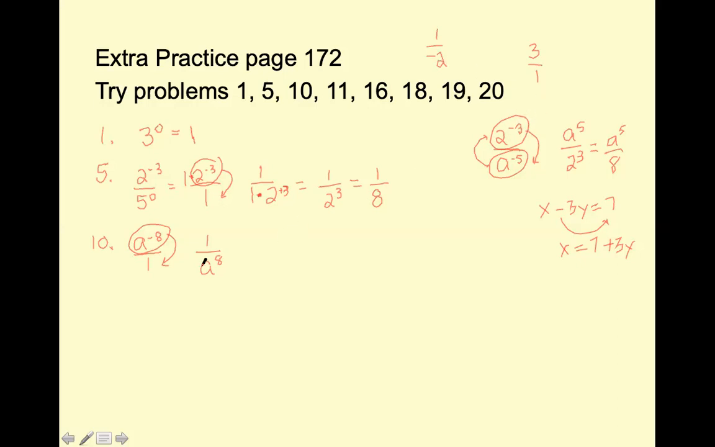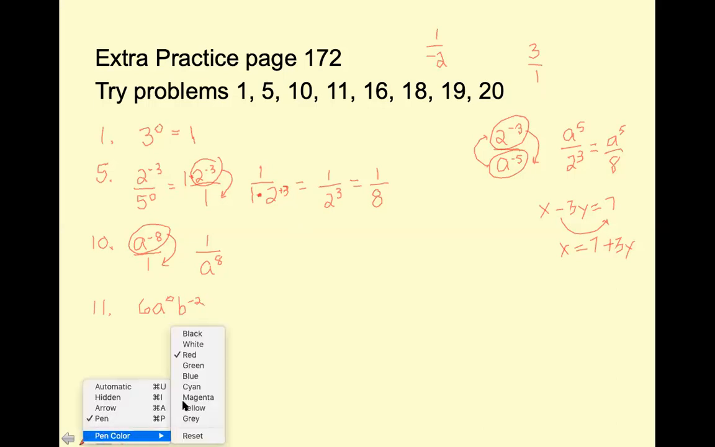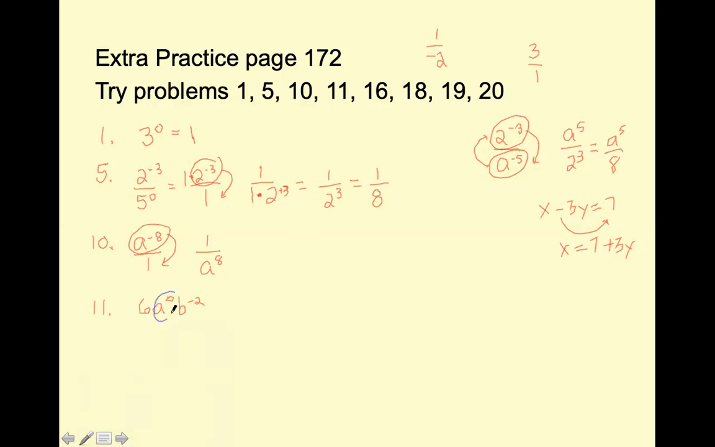All right, let's go back. We're now looking at number 11. Number 11, we have 6 times a to the 0 times b to the negative 2. Okay, so things we're going to remember is that anything to the 0 power is 1. I see a negative exponent here, so I'm going to move that to the denominator of my fraction. All right, right now we don't see a fraction, but we're going to make one.